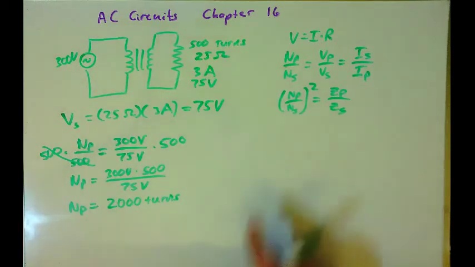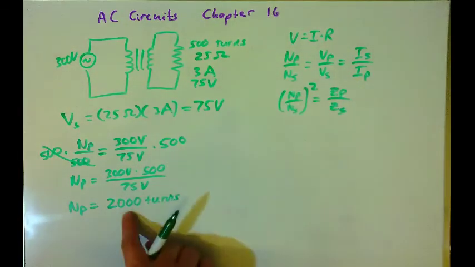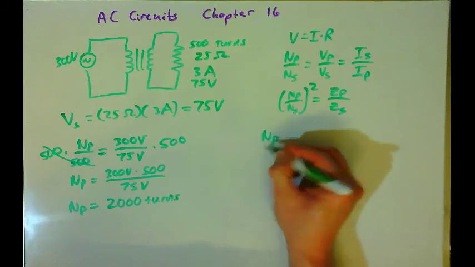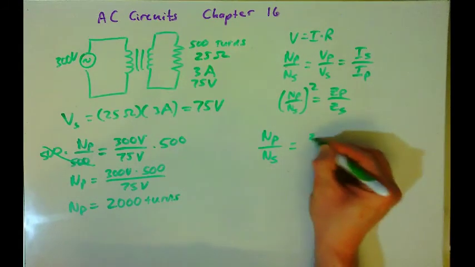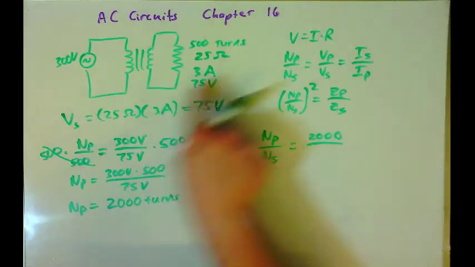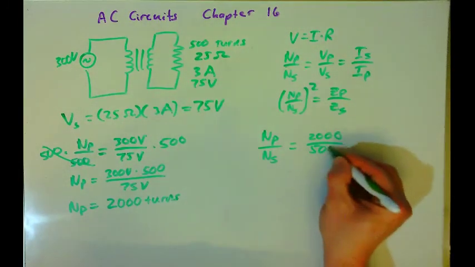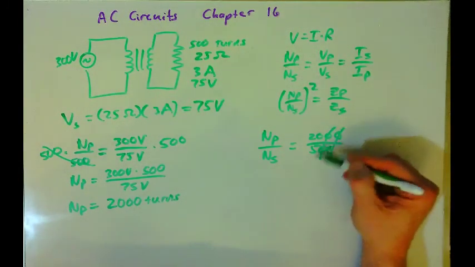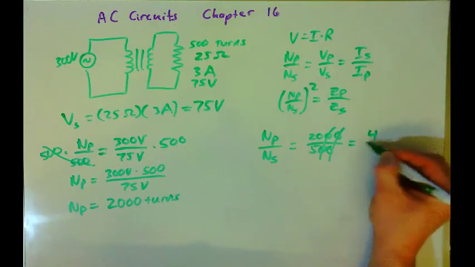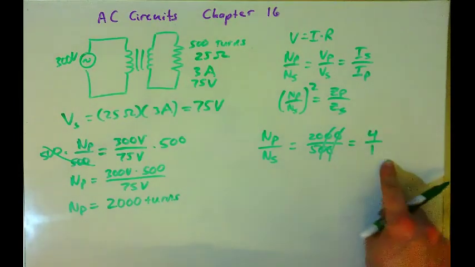in the primary. So now we know the turns ratio. The primary to secondary ratio is 2,000 turns to 500 turns. These zeros cancel. We get 20 over 5, which is 4. Our ratio is 4 to 1.